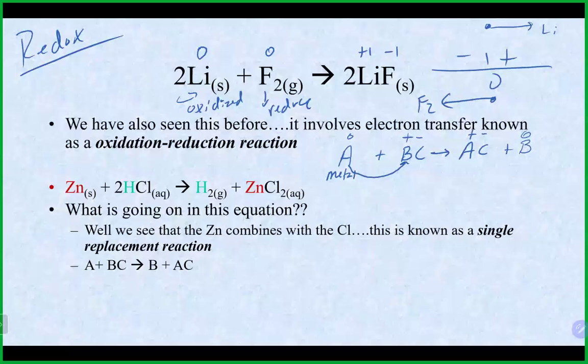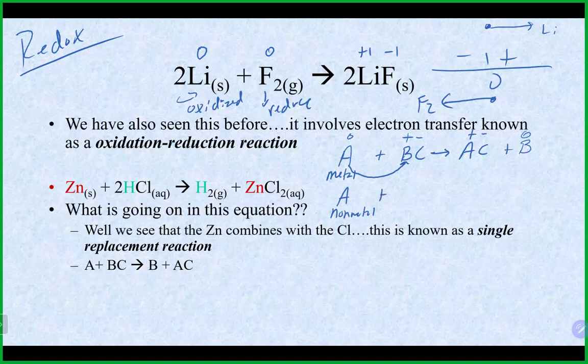You could also do this single replacement reaction with a nonmetal. And you did this probably in your experiment. This is the one with all the halogens and the reactivity and the heptane and the different layers and colors going from the top layer to the bottom layer and all that kind of stuff.